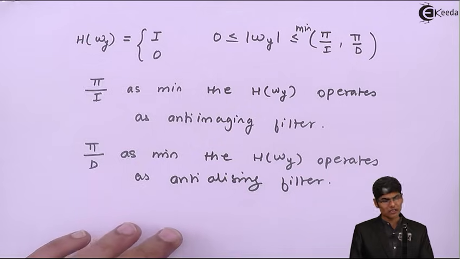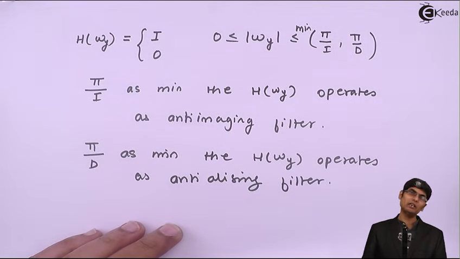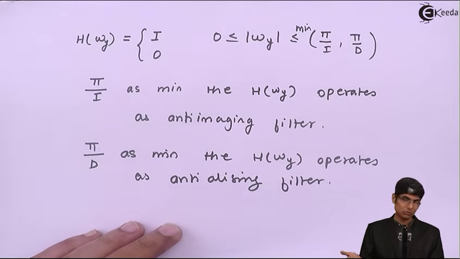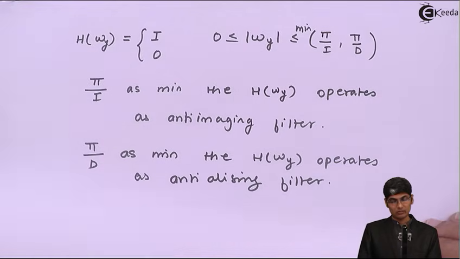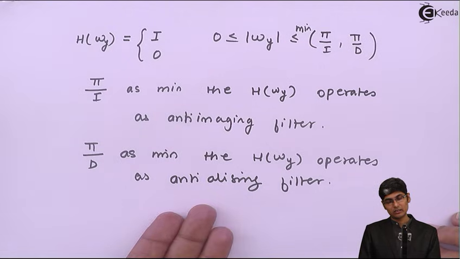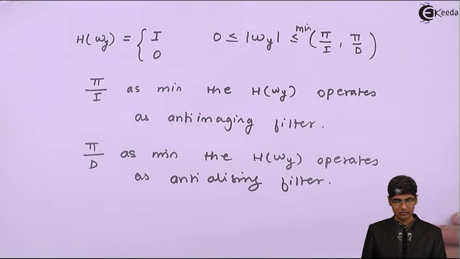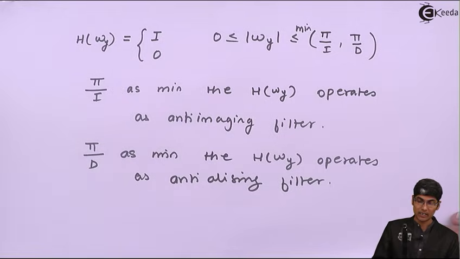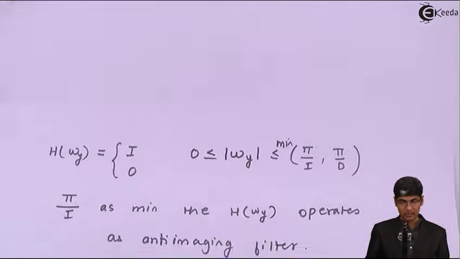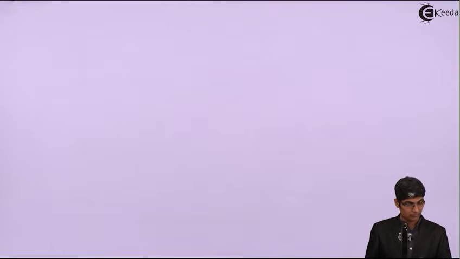And sometimes it might act in between them both. If neither is the minimum, and it is in between them both, then it will act like an anti-imaging and anti-aliasing filter also, because if you remove the images and then provide that compressed version, there will not be any aliasing. Okay, so that is how the filter will act like an anti-imaging or an anti-aliasing filter.